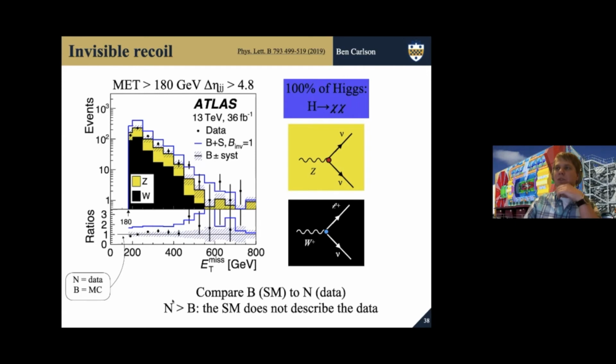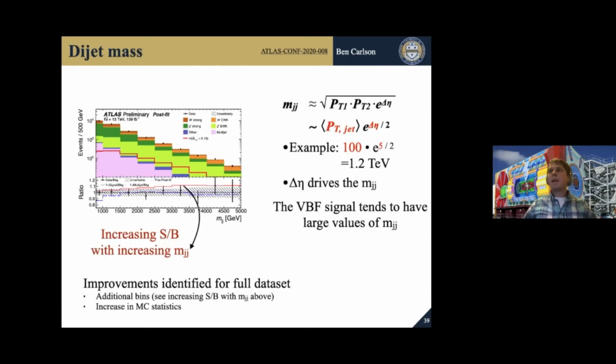If the number of observed events in black were much greater than the background, that would say, okay, the standard model doesn't fully describe what's going on here. There must be invisible Higgs decays. This plot is from a more recent preliminary result that shows another feature that is very interesting.